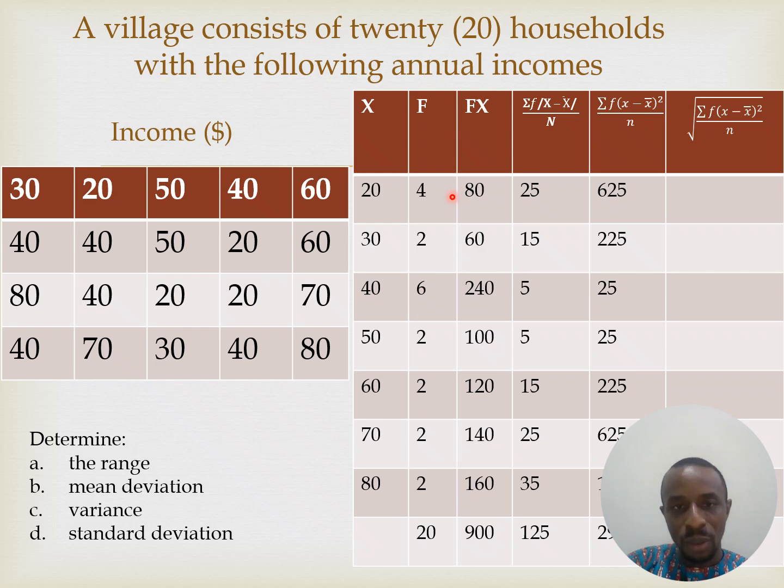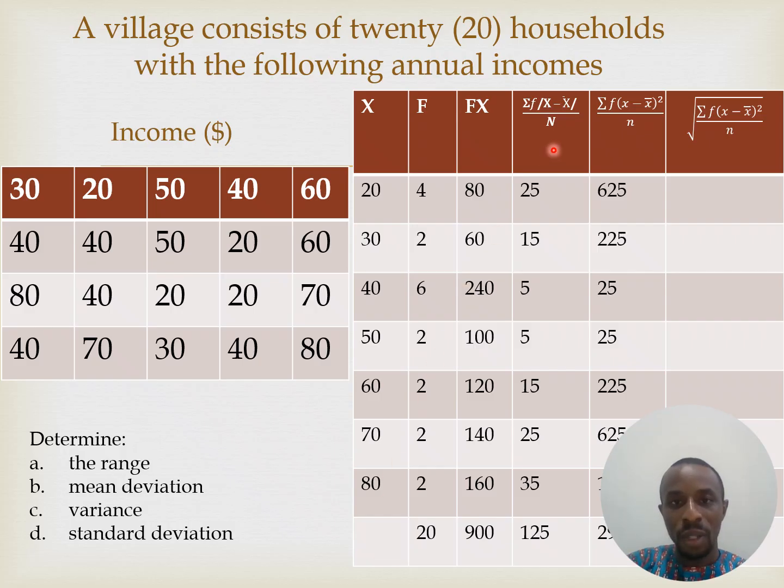So we go back to our table. 20 times 4, 80. That's fx. 30 times 2, 60. 40 times 6, 240. 50 times 2, 100. 60 times 2, 120. 70 times 2, 140. 80 times 2, 160. When you add 80 plus 60 plus 240 plus 100 plus 120 plus 140 plus 160, it will give us $900. So the arithmetic mean will be 900 divided by 20, and that will give us $45.